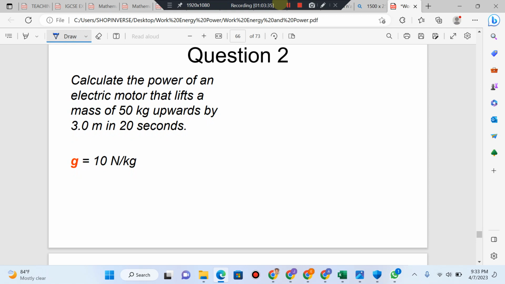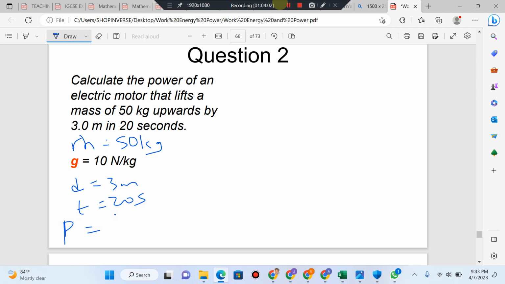Calculate the power of an electric motor that lifts a mass of 50 kilogram upwards by 3 meters. Our distance is 3 meters and our time is 20 seconds. Hence, we can calculate our power.